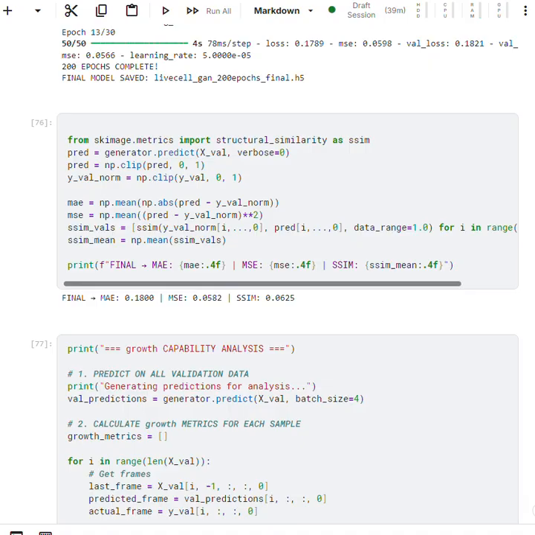I trained the given data on the architectural model with epochs of 200, learning rate of 0.0001, using the Adam optimizer. The resultant obtained is this: mean absolute error is reduced to 0.18, MSE to 0.0582, and structural similarity index, which compares the real image with the predicted image, is 0.0625 because of the highly pixelated image.